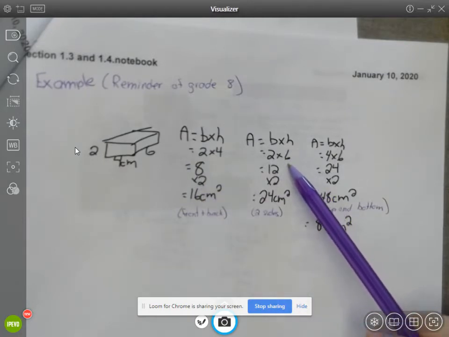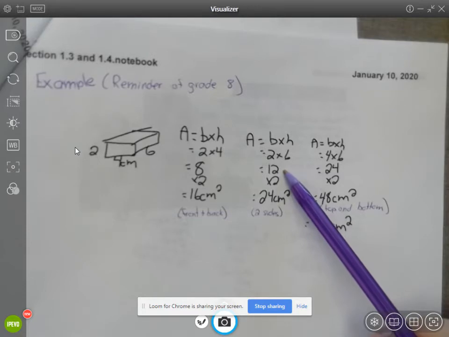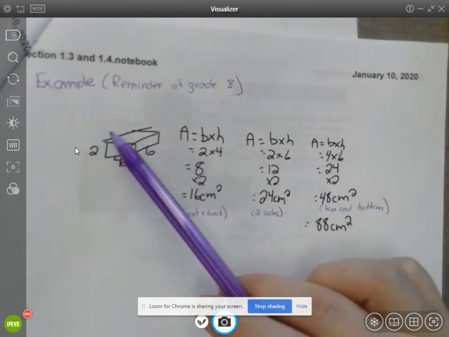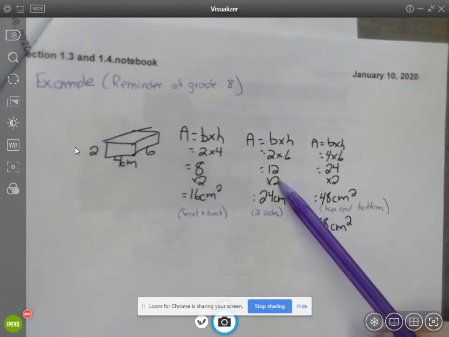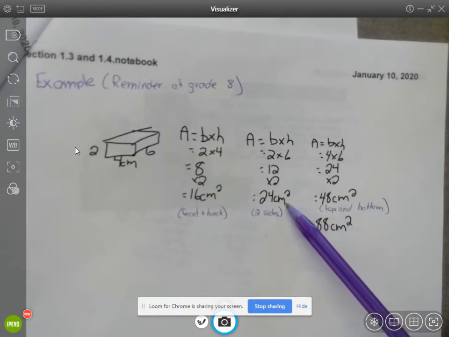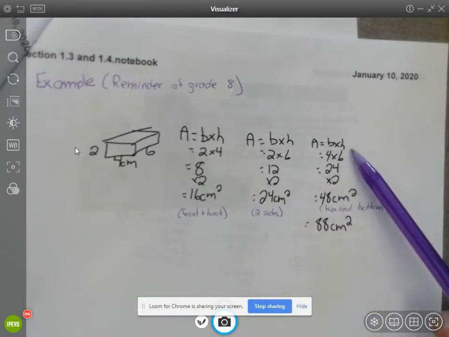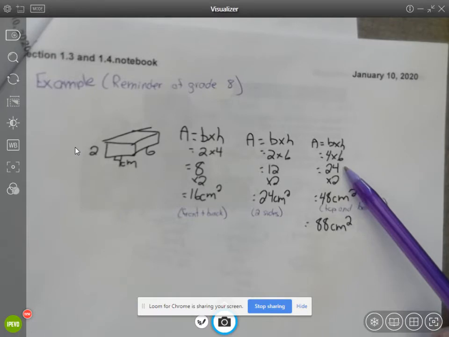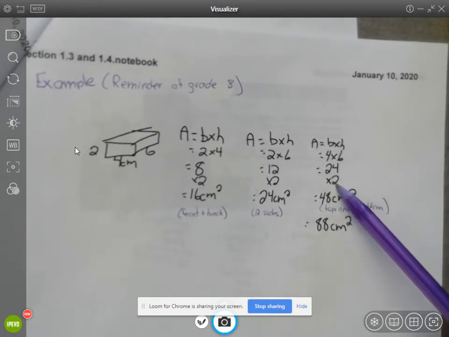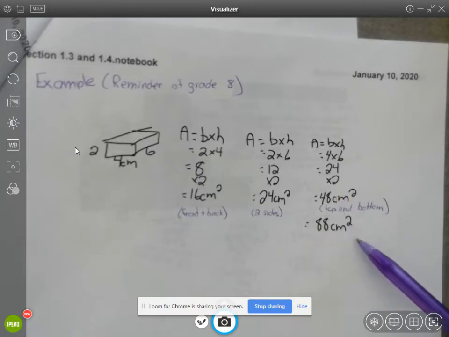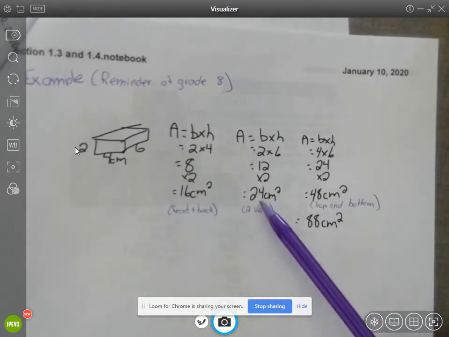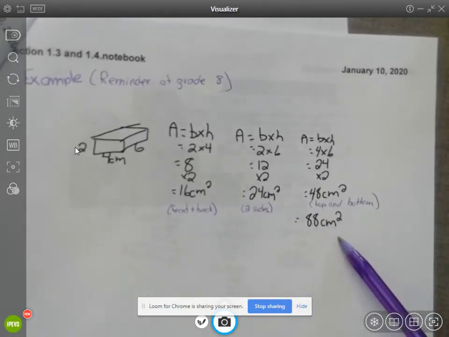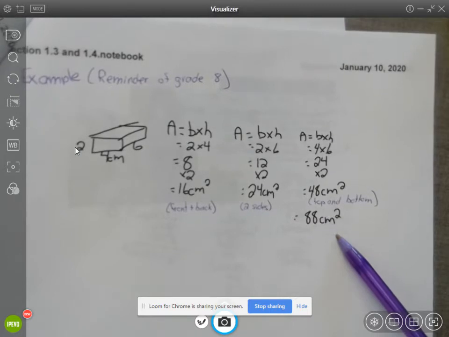Then base times height is 2 times 6, which is 12. These are my 2 sides. Once again, because there's 2 of them, I times it by 2, which gives me 24. And then the top and the bottom is base times height, 4 times 6, which is 24. I'm timesing it by 2 because there's the top and the bottom, which gives me 48. And then to figure out the entire surface area of the whole thing, I'm simply adding together 16 plus 24 plus 48, and that gives me 88 centimeters squared.